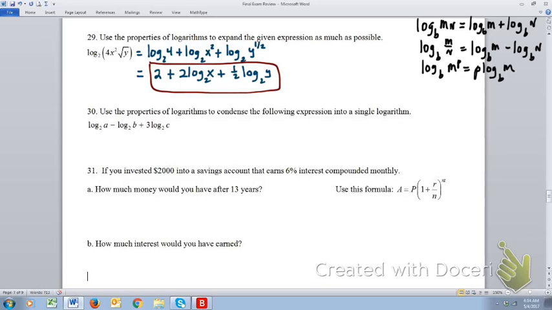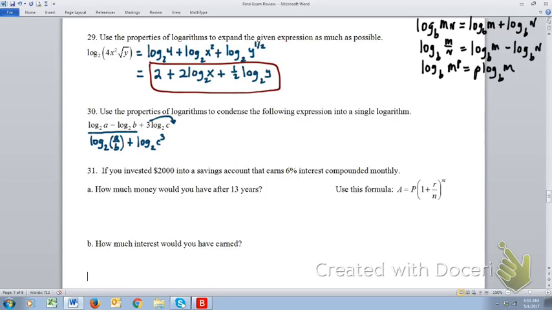So now on 30, we're going the opposite direction. So first of all, notice we have a subtraction of 2 logs, and both of them have a 1 in front, so we can use the quotient rule here, and write this as the log of a quotient, a over b. Now don't forget, let's rewrite the other log, but since we have that 3 out front, we can't use the product rule or the quotient rule if that 3's out in front, so we're going to move that using the power rule. So this will be log base 2 of c cubed.